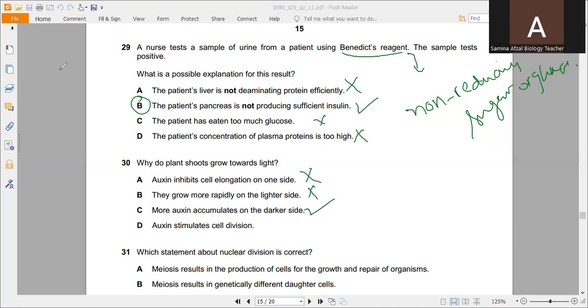This is the correct one. Auxin stimulates cell division? So it will not stimulate cell division. It will actually stimulate the elongation, not just cell division. So C is the correct option.